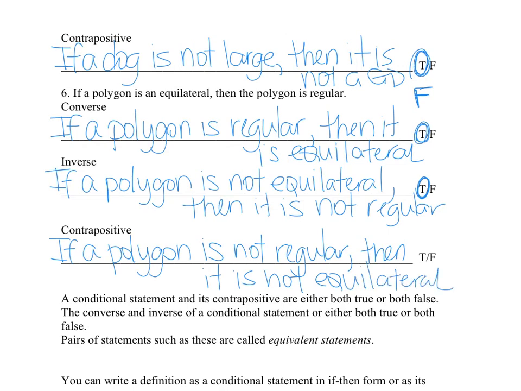And the contrapositive is negating the converse. So you flip and negate it, and you negate both parts. So can I have an equilateral polygon that's not regular? Yes, I can. So this statement is actually false.